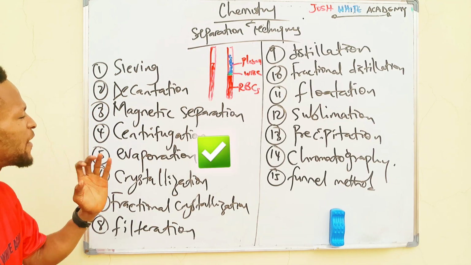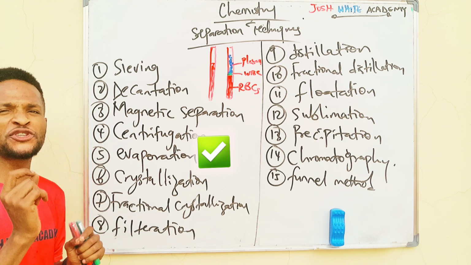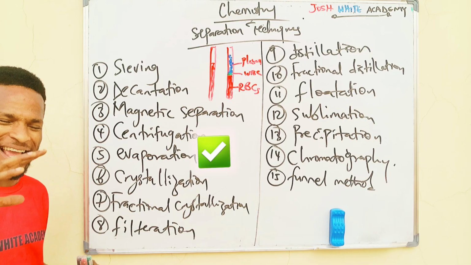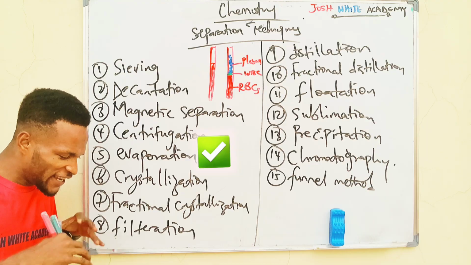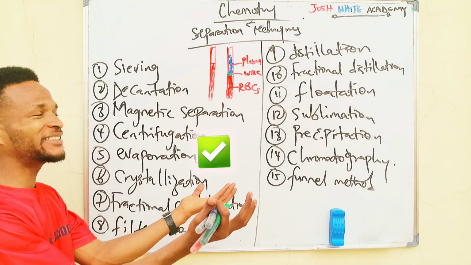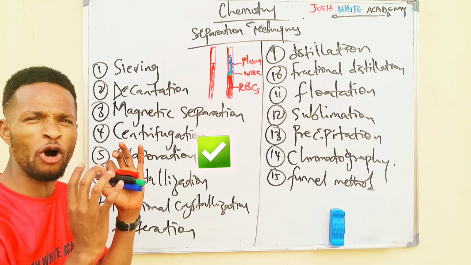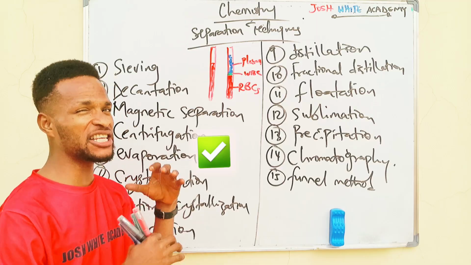The next one is evaporation. Evaporation is used to separate a soluble solid from its solution by heating it to dryness. So for instance, industries like salt making industries, like our Dangote in Africa and BUA. So they obtain water from the sea or ocean that has a high level of salt. The salinity is very high.